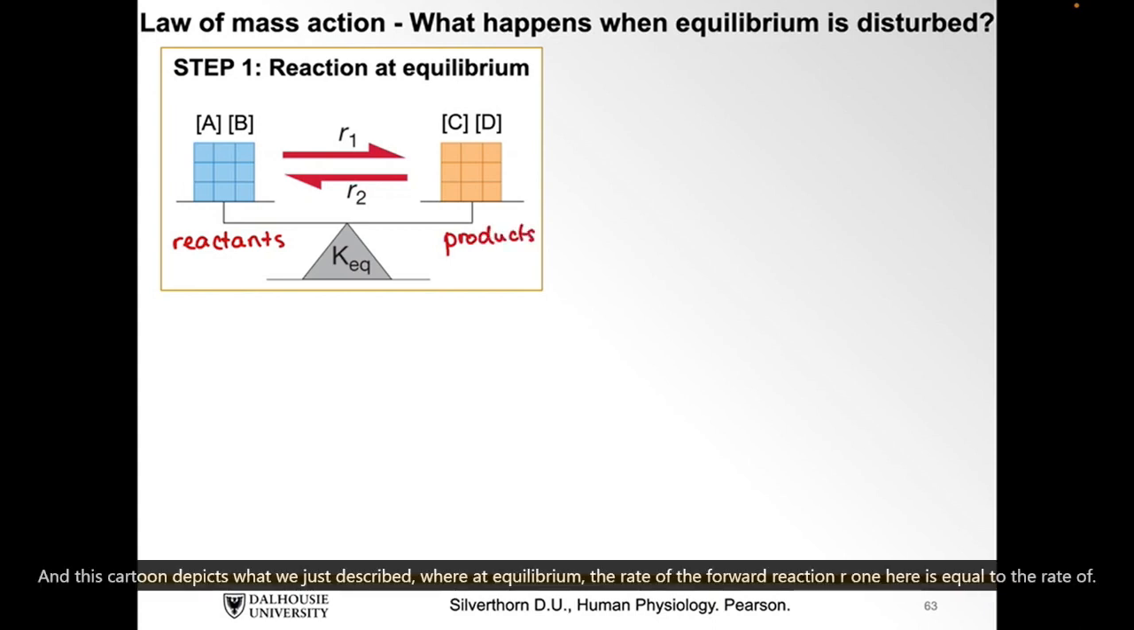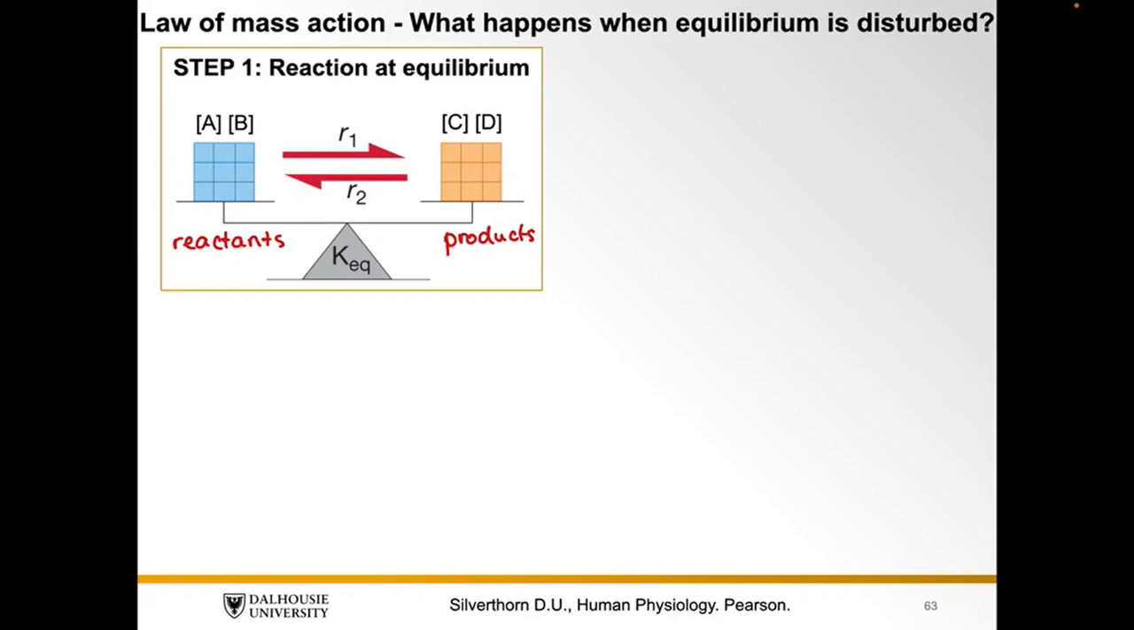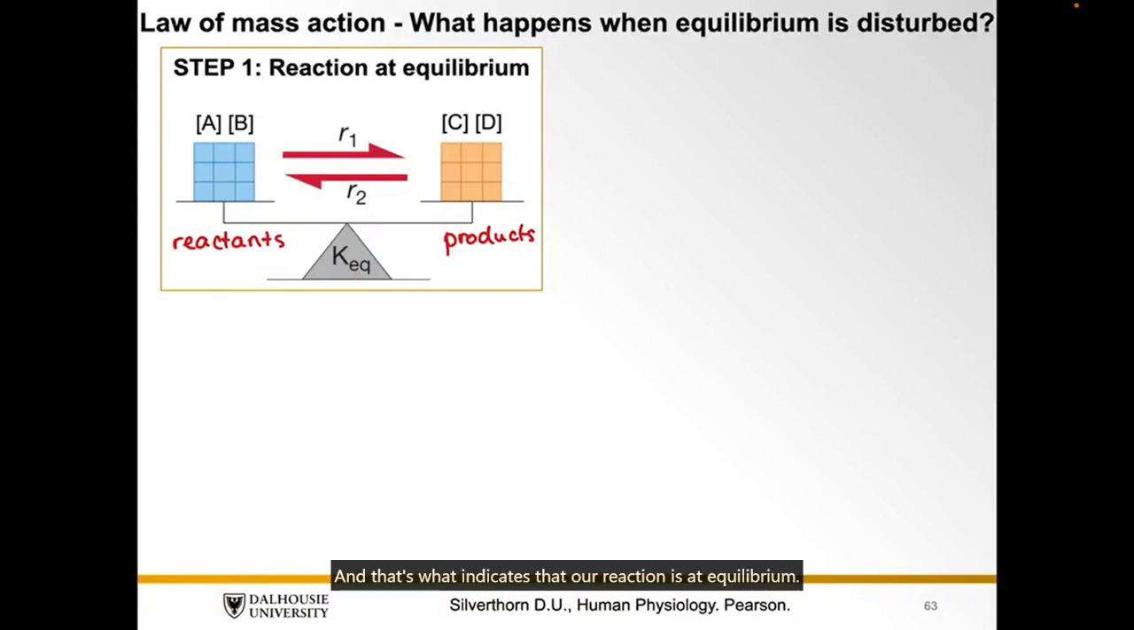And this cartoon depicts what we just described, where at equilibrium, the rate of the forward reaction, R1 here, is equal to the rate of the reverse reaction. And as such, if you divide the product by the reactant, it gives you your equilibrium constant, and that's what indicates that our reaction is at equilibrium.